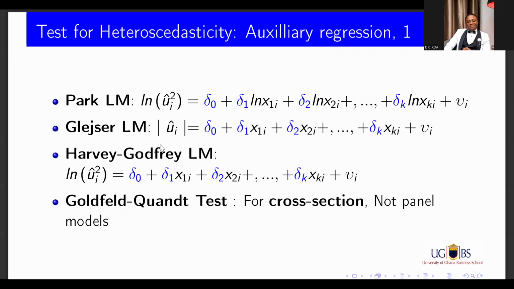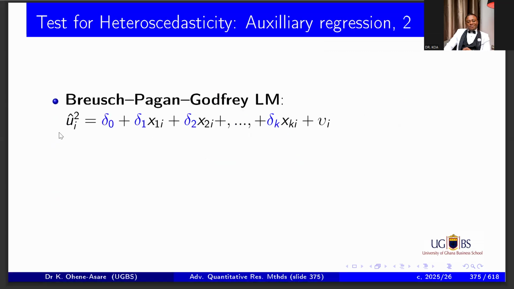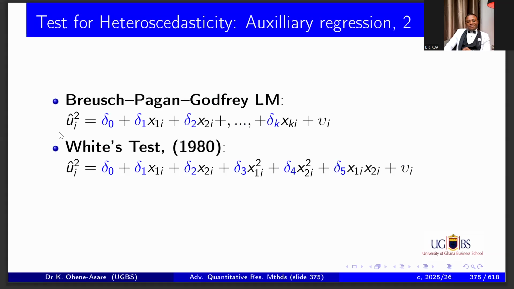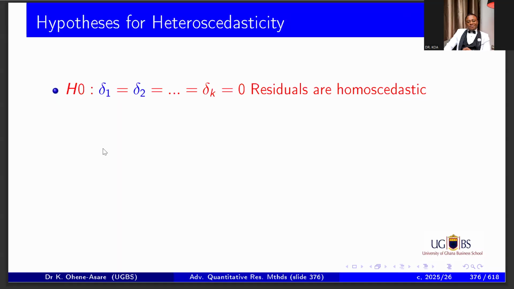Glejser, Harvey-Godfrey, Goldfeld-Quandt. One of the popular ones are the first and the last ones. I'll not go through the details of them much with you, but you're going to see very soon that these will tell you whether there is heteroscedasticity present or none present. There is Breusch-Pagan, there is White. These two are also very important. Park is fine, but it's not that popular.